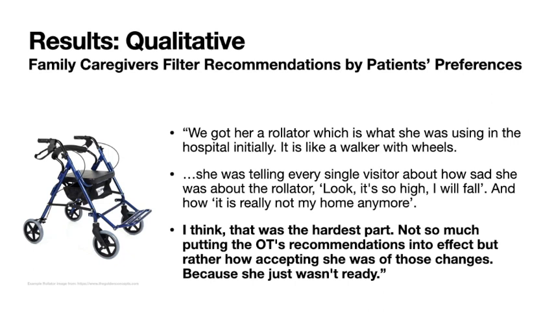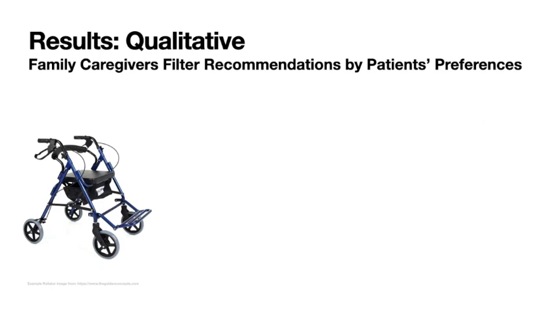And the understanding of the resistance does not arise through formal feedback. Instead, it was through the observation of her mother's behavior by the family caregiver. With this understanding, the family caregiver understood that her mother was not ready for the rollator solution and subsequently ignored the therapist's advice on the rollator.